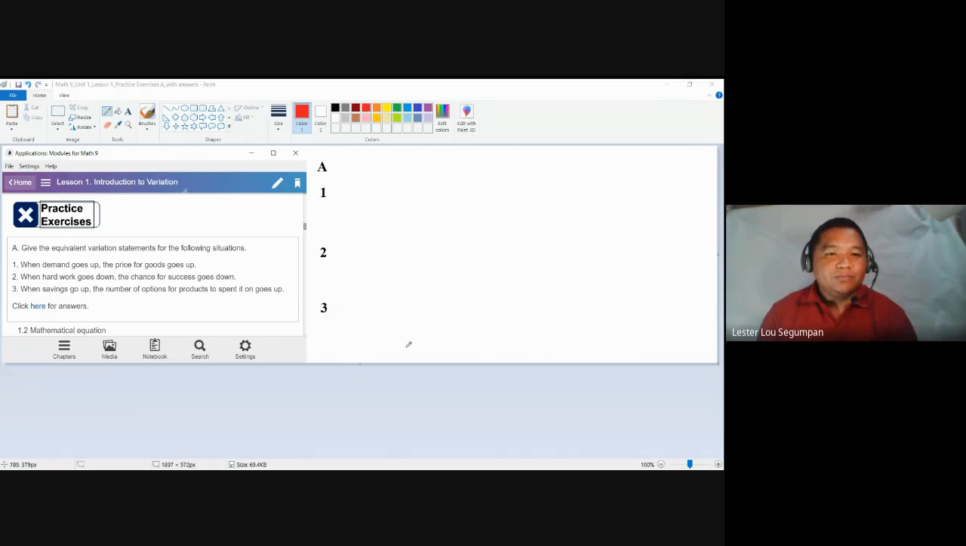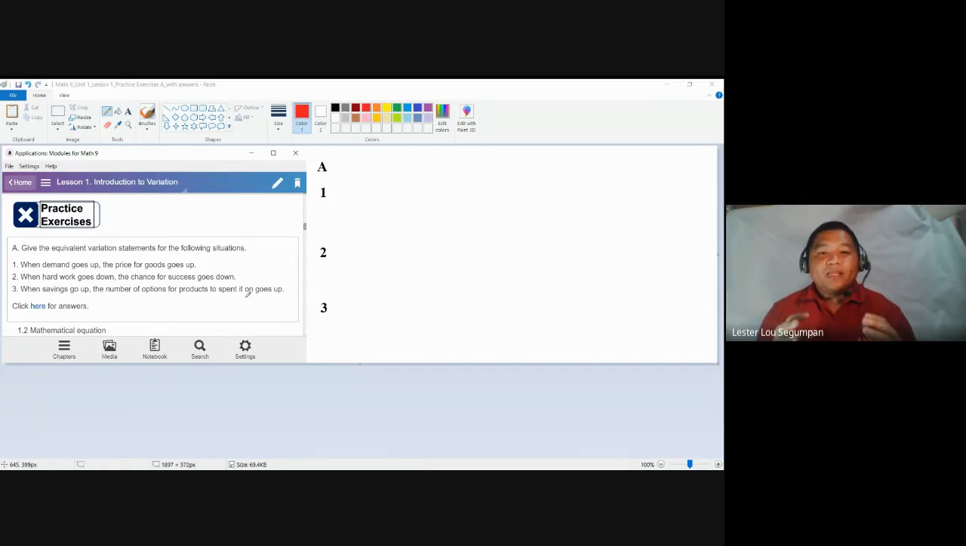Okay, so we have the first statement. When demand goes up, the price goes up. Number two, when the hard work goes down, the chances for success goes down. And number three, when savings go up, the number of options for products to spend it on goes up as well.